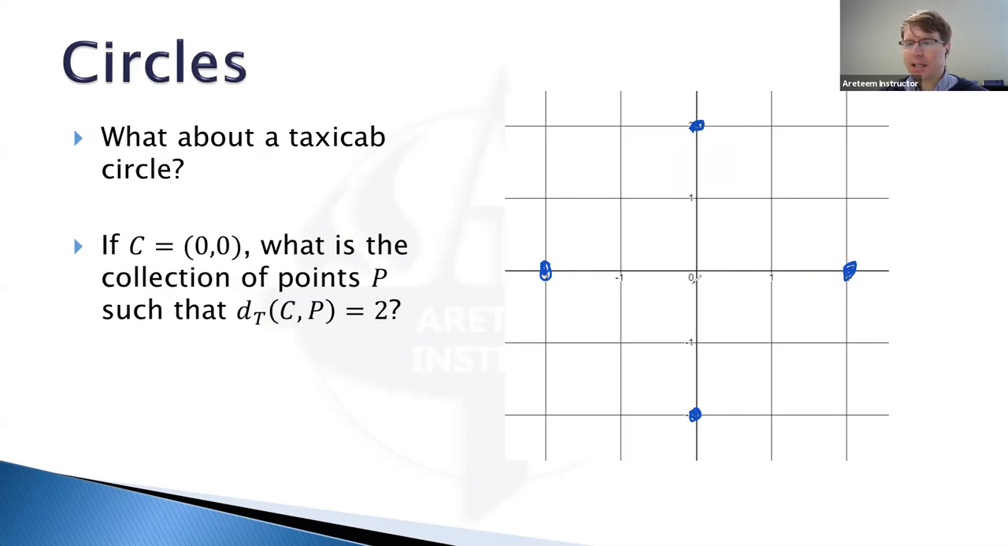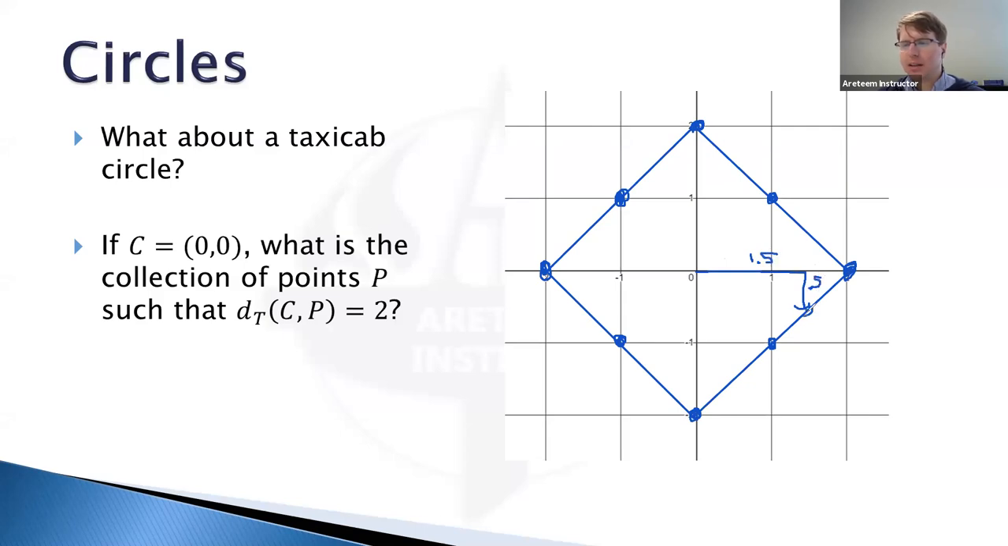Now, similarly, we can also do 1 and 1. So 1 unit over, 1 unit up. Other directions could be fine here too, so we have all of these 4 points as well. Now, we had a claim that this fills in to be a full diamond like this. To explain that a tiny bit, how would fractions work? What if you went 1.5 over and then 0.5 down? That would get you to this point here.